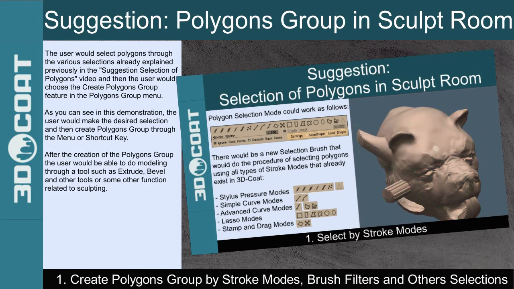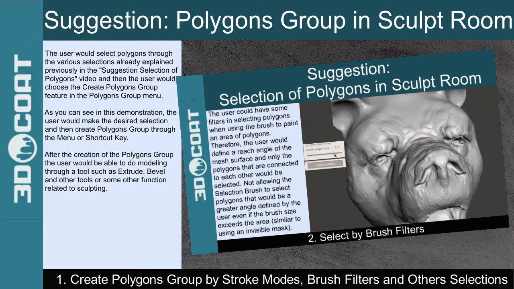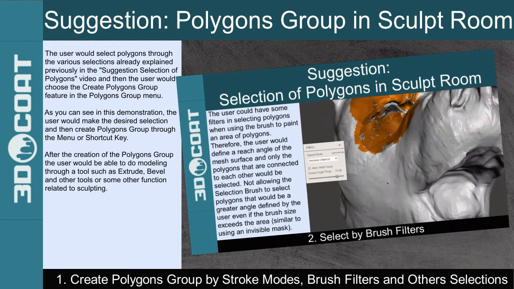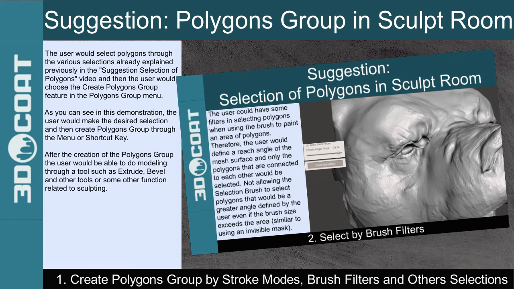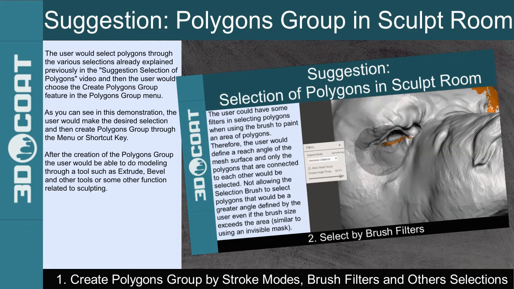The user would select one or more polygons through the various types of selections I already explained previously in the suggestion select of polygons video. Please watch this video for an in-depth explanation. And after the user made the selection, they would go to the Polygons Group menu and choose the Create Polygons Group option, or use a shortcut key.